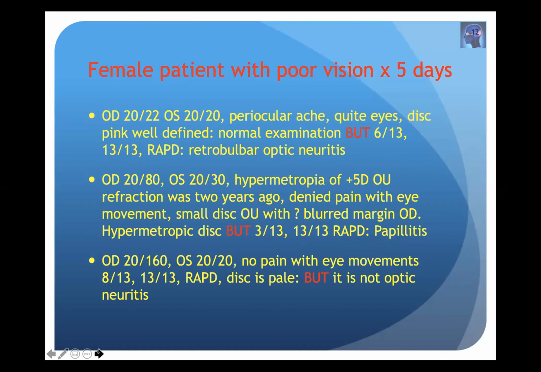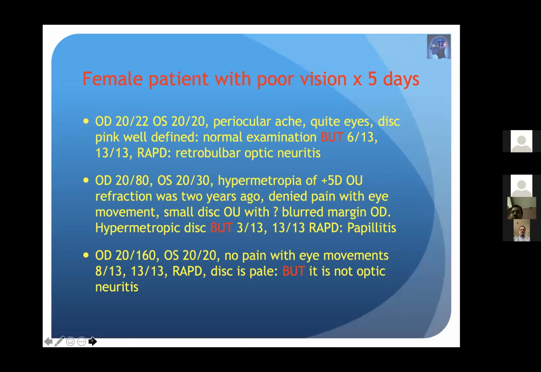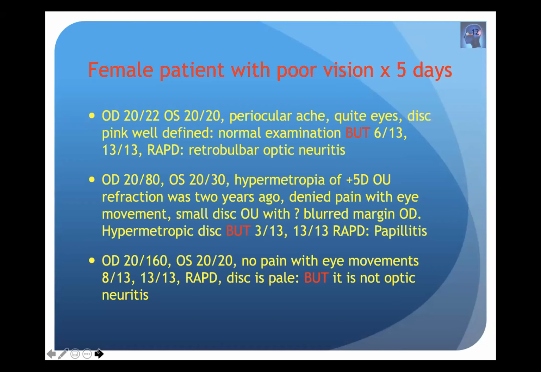I have selected the female gender because optic neuritis and multiple sclerosis are 3 times more common in females compared to males. So case number 1, these are basically actual cases which I have seen in our hospital. This female patient presented with a complaint of poor vision for the past 5 days. On examination, vision was 20/22 in the right eye, 20/20 in the left eye. On leading questions, she accepted periocular ache.